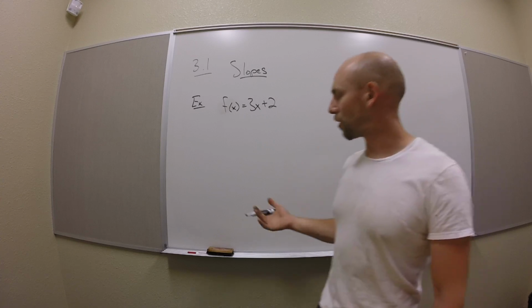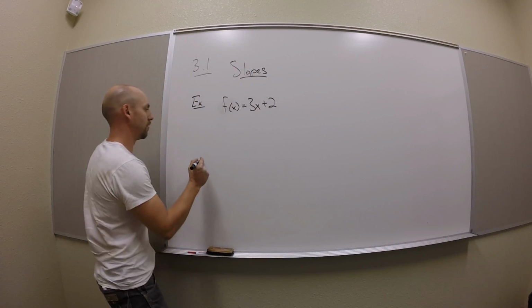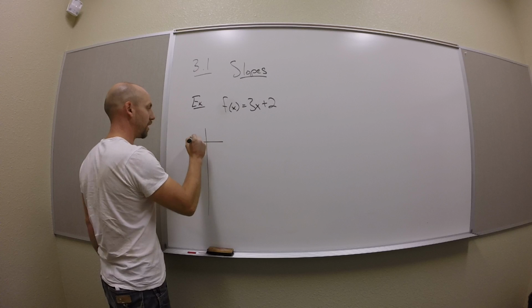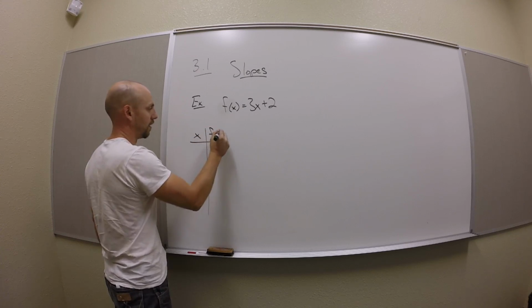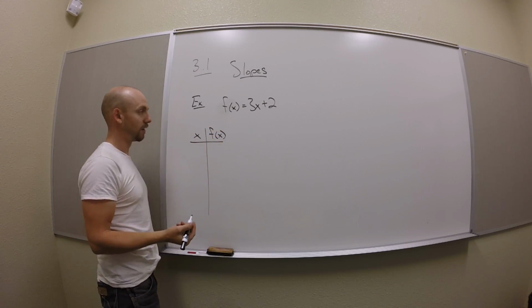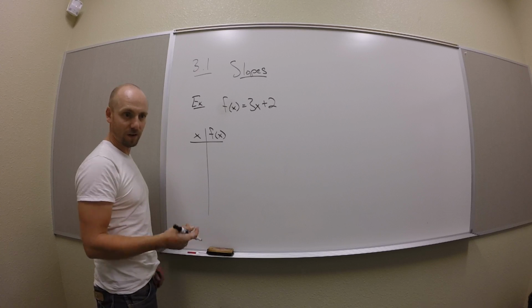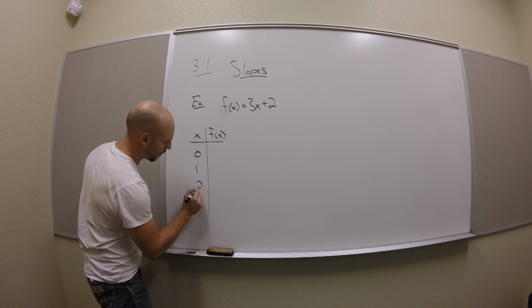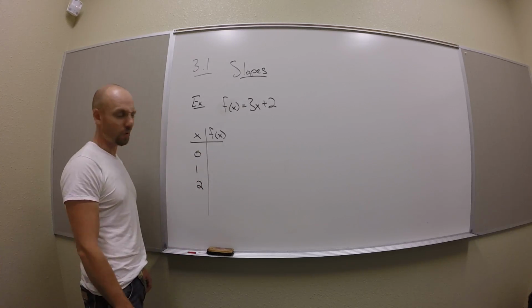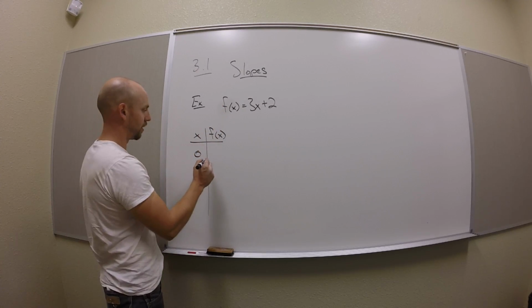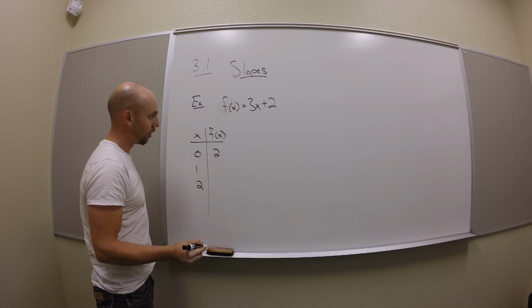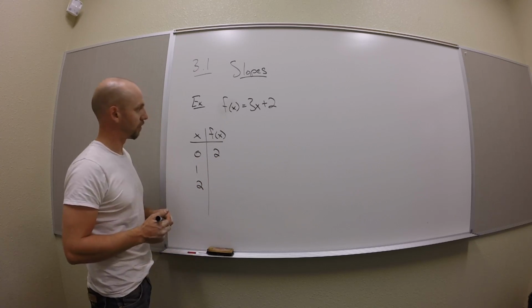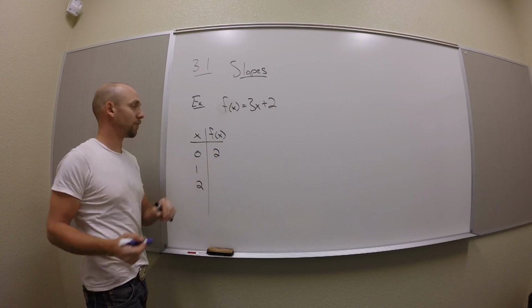So if we thought about graphing this thing, I think you guys are all pretty on board with the idea of making a table, x and f of x, right? And then we'll plug some x values in. For the purposes of this, I'm just going to plug in a couple, like my favorite, 0, 1, and 2. So if I plug 0 in, I get 2 out. That's worth noting, right? When I plug 0 in, I got 2 out.